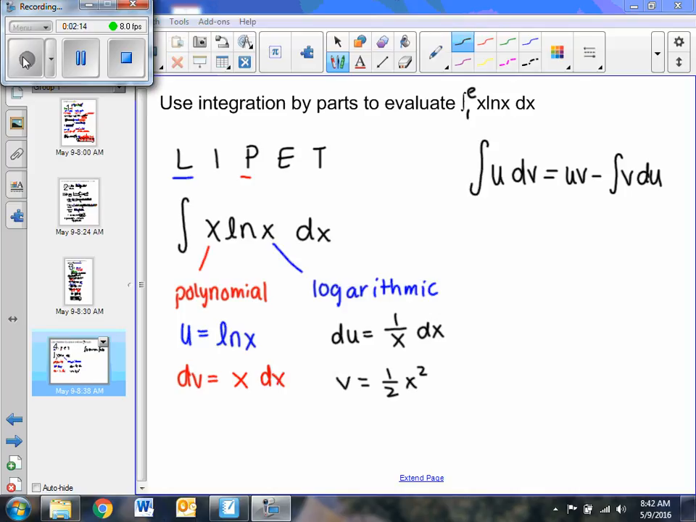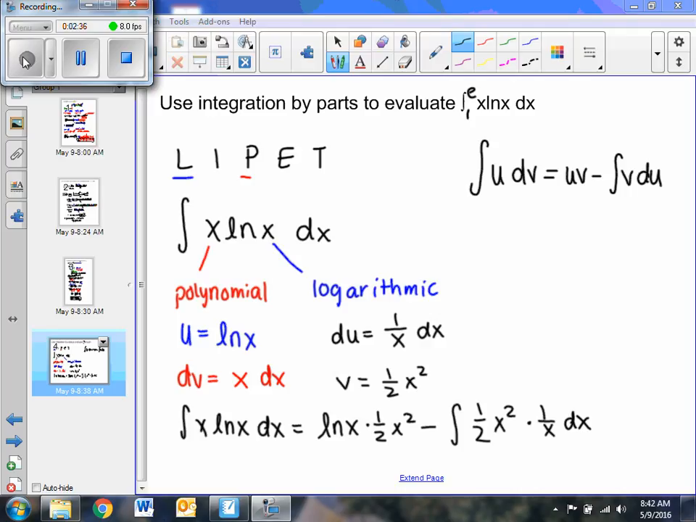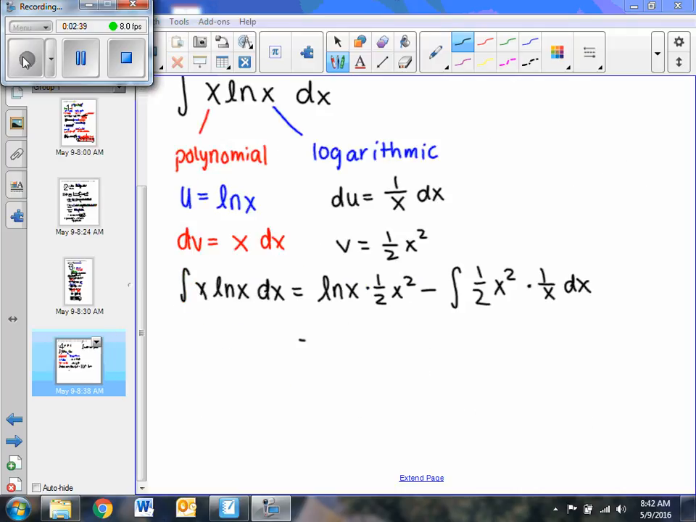Now we just plug into our formula. So we have u times v minus the integral of v du. Now I try to simplify and integrate. So we have 1 half x squared ln x minus 1 half the integral of just x, because we see we have an x here that cancels our square power.